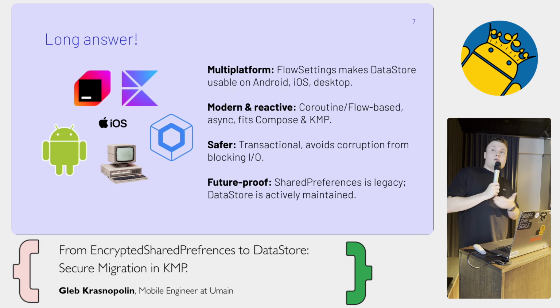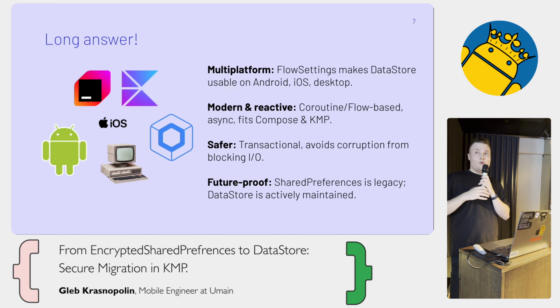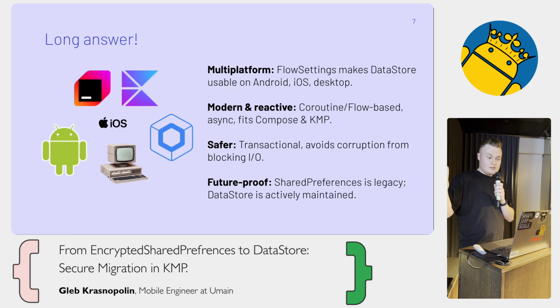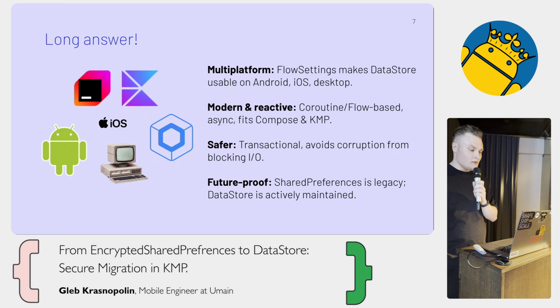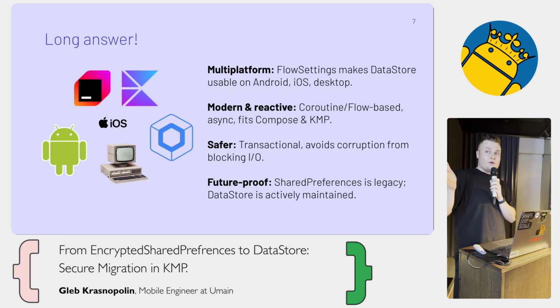Then also it's modern and reactive. It's Kotlin, flow-based, asynchronous. Obviously, because of those three things, it fits both Compose and KMP and Compose Multiplatform. And it's safer, it's transactional. Since it's transactional asynchronous, it avoids data corruption and also does not lock the main thread, which makes us safer and also faster. It's future-proof. Shared preferences, even according to Google, even though they recommend it, is still deprecated and legacy. So we go for DataStore, which is supported both by Google and by the community.